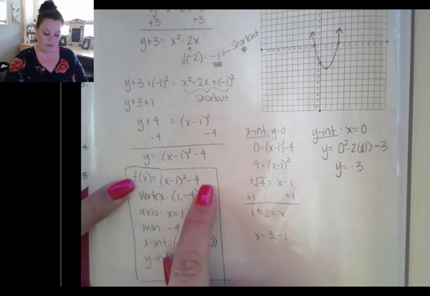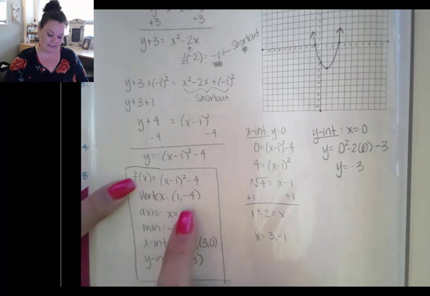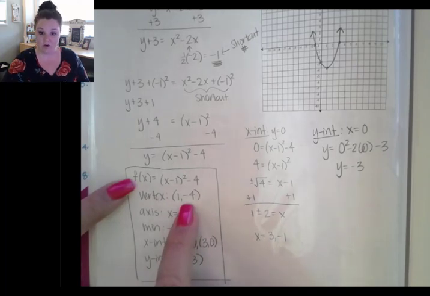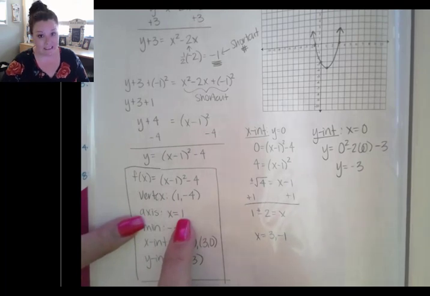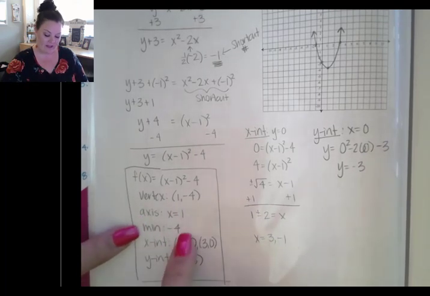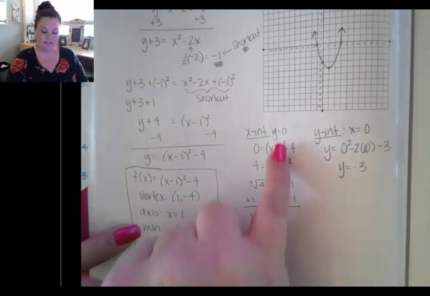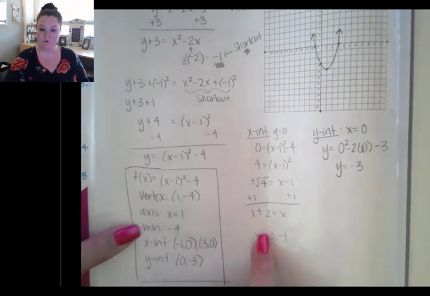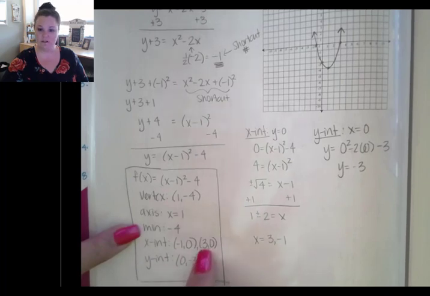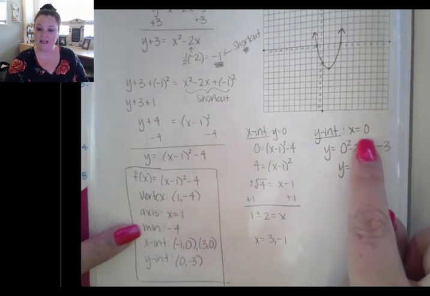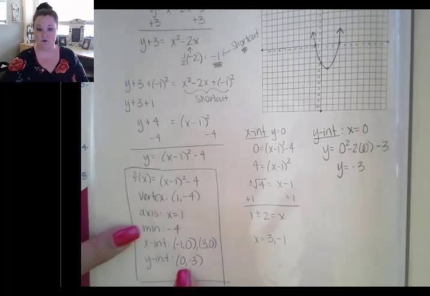Now that we have our vertex form, we can look inside our squared quantity and at our constant term out here and see that our vertex is going to be 1, -4, which means that our axis of symmetry is x equals 1. Make sure you write x equals, not just 1. And our minimum value is -4. Then we just have to find our intercepts. When we plug 0 in for y, I use the vertex form to solve, and I got 3 and -1. Be sure you write them as ordered pairs. And when you put 0 in for x for your y-intercept, you should end up with -3. Again, make sure you write that as an ordered pair also.